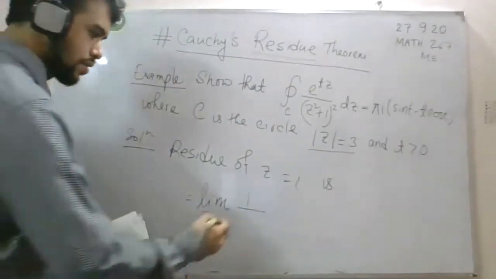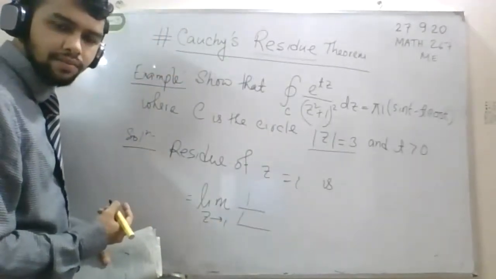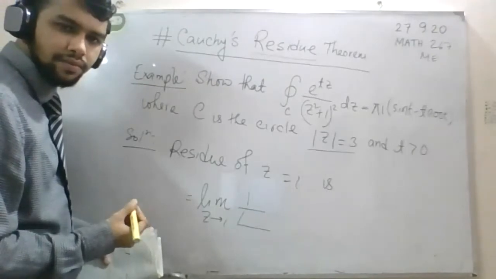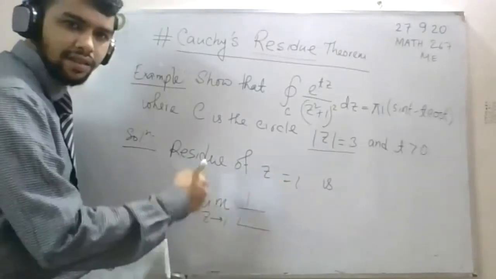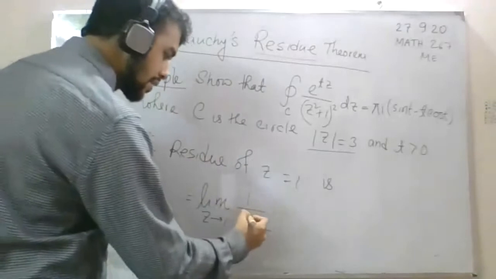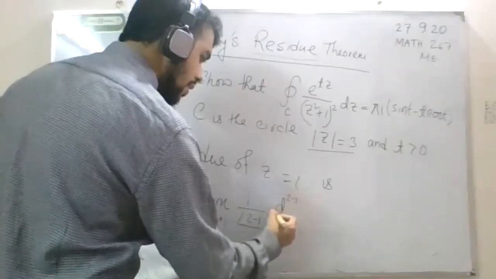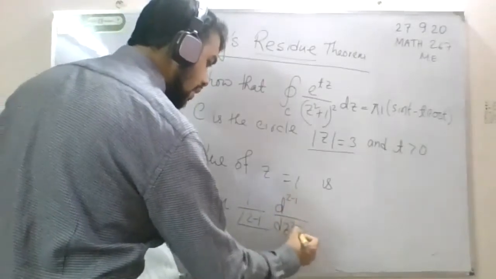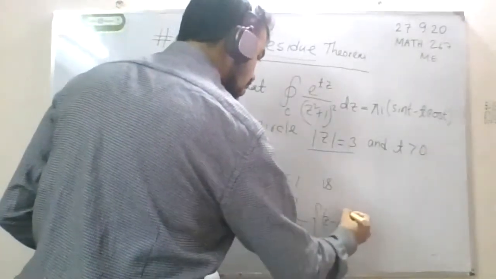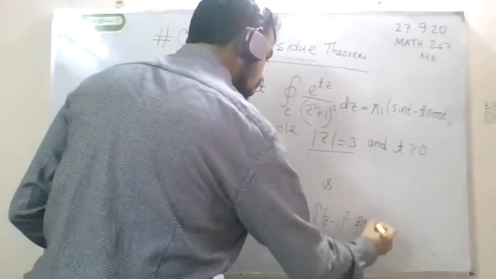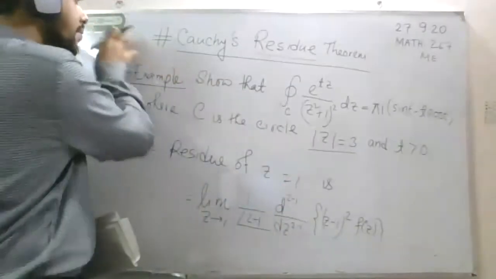So what is the formula? 1 by factorial m minus 1. Here m is equal to, what is the value of m? 2, because we get z equals to i. This is a double pole, so that's why this is 2 minus 1. Then d to the power 2 minus 1 divided by dz to the power 2 minus 1, and z minus i to the power 2 into f(z). So our f(z) is this. So easily you can solve this problem.